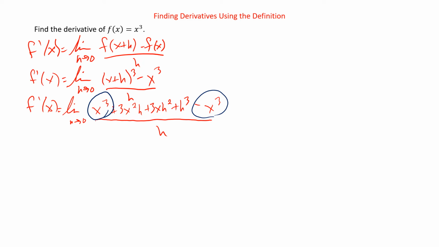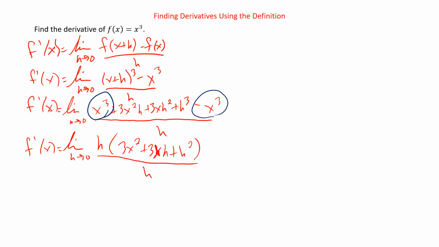And then what else? Like, what does all the top now have in common? They all have an h in them. So let's factor out an h. F prime of x equals the limit as h goes to 0 of h times what we have left, which will be 3x squared plus 3xh plus h squared, all over h. The h's will now cancel, leaving us with no fraction.